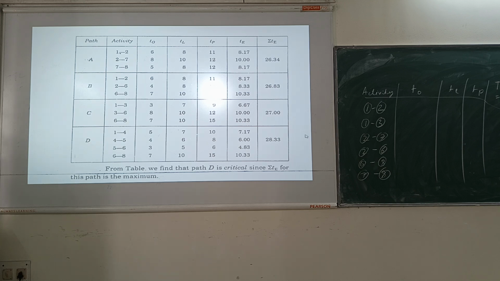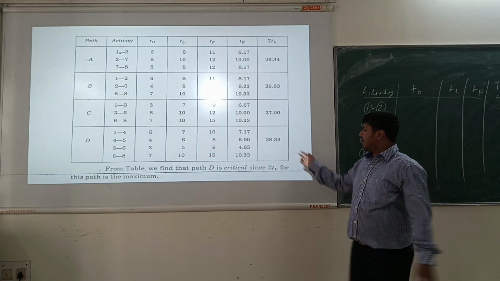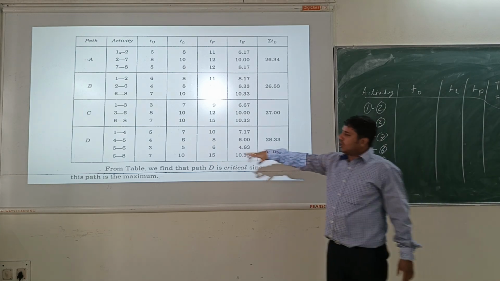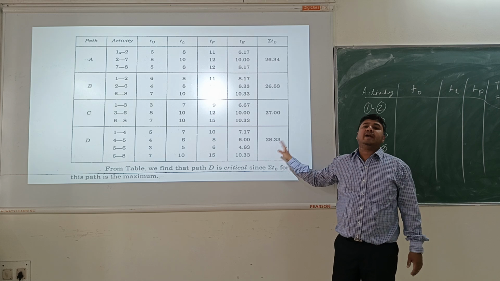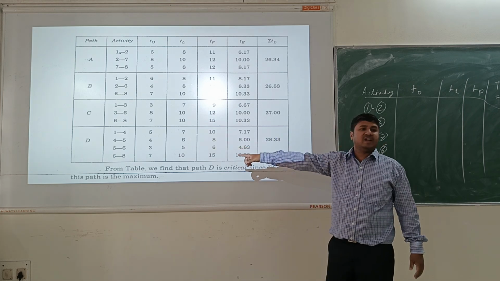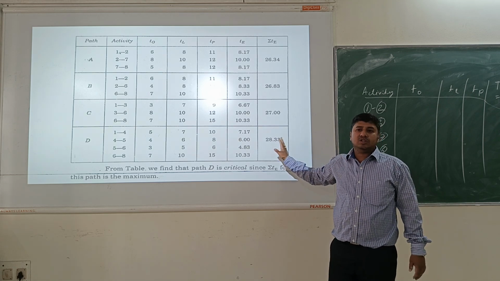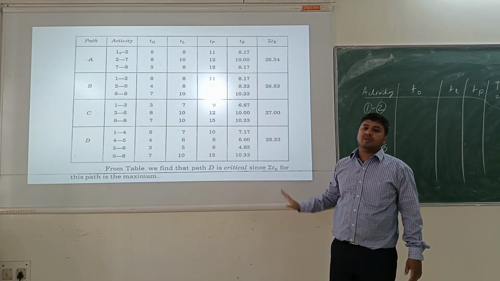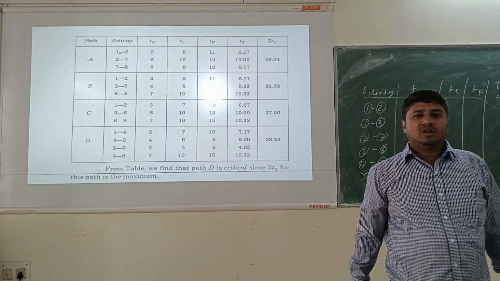D. Why path D? Because of its time. It is taking the maximum time. The expected time of this path is maximum. To complete the whole project, it is taking the maximum time. So this one is the critical path. Path D, which comprises 1 4, 4 5, 5 6, 6 8. This path is the most critical path. You can conclude this from the table. But you have to do some reverse work.